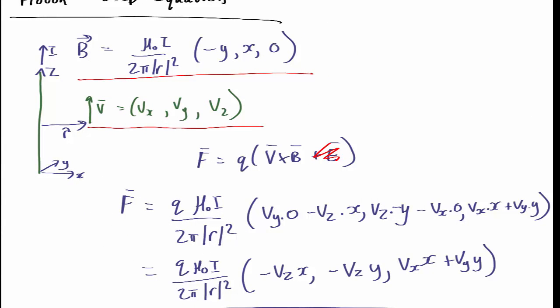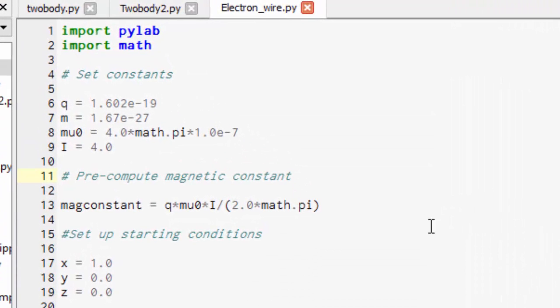Force is given by this bundle of constants divided by mod r squared, minus vzx, minus vzy and vxx plus vyy as our three components. So let's code that up. Set up some constants, and I'm pre-computing that bundle of constants out the front to save having to do it every time we go through the loop.